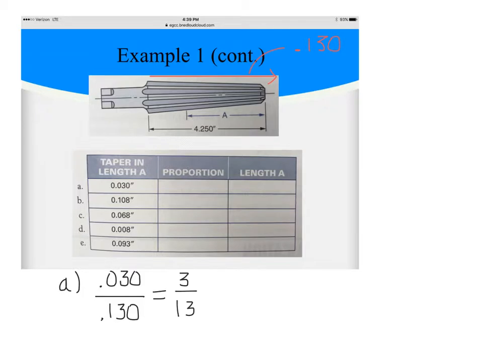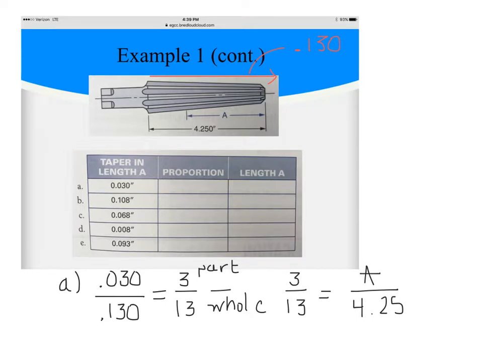So now we've got to recognize that that is the part divided by the whole. We're going to use that proportion here to determine the length of part A. So we're going to take the part over the total and set it equal to the part over the total in terms of the length, not in terms of the taper. So the part is A, that's what we don't know. The total is 4.250.